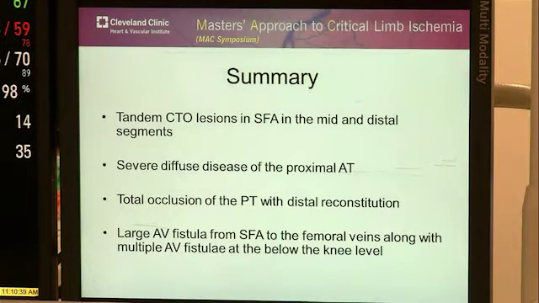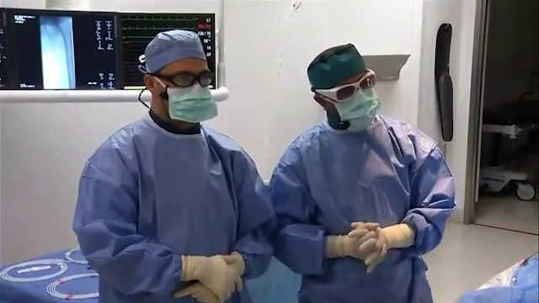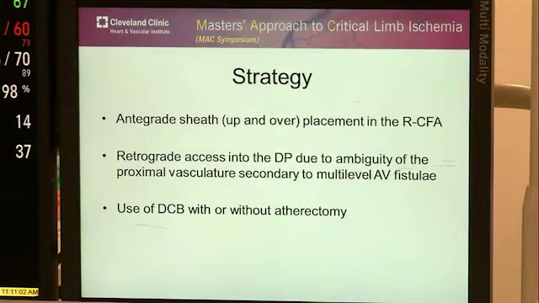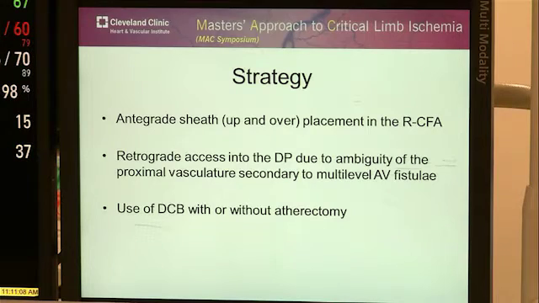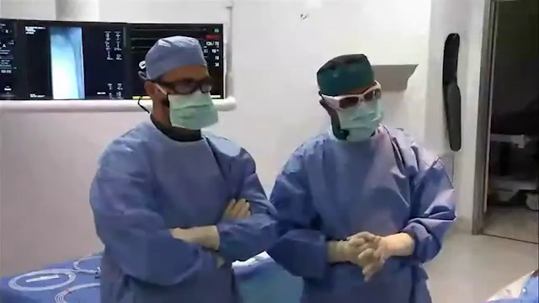Next slide. In summary, there are tandem CTO lesions in the SFA in the mid and distal segments, severe diffuse disease of the proximal AT, total occlusion of the peroneal with distal reconstitution, and there are large AV fistulas from the SFA to the femoral veins, along with what appear to be multiple AV fistulas at the knee level. Next slide. We have an integrated sheath over a 7-French system in the right CFA. We are ready for retrograde access in the DP if we need to, due to ambiguity of the proximal vasculature, and we will likely use balloon angioplasty with or without atherectomy, depending on how the case goes.